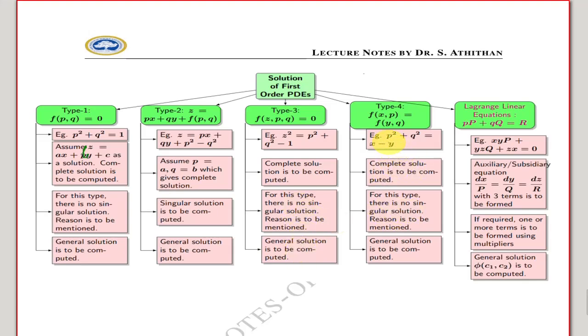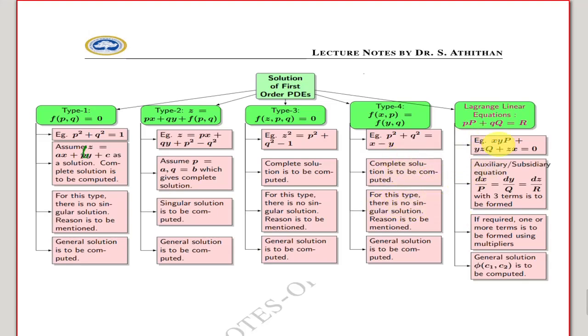Similarly, in the fourth example, p square minus x equals q square minus y. You can separate it like this: y plus q square, then x minus p square. That will become variable separated. Then you can find the solution by integrating those. So this is the fourth type.